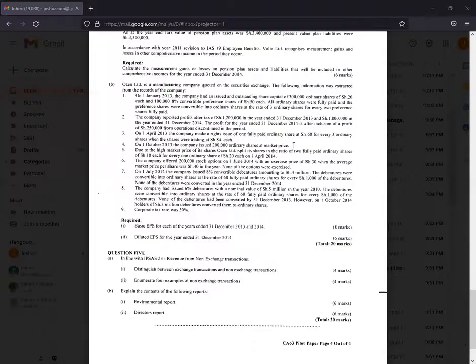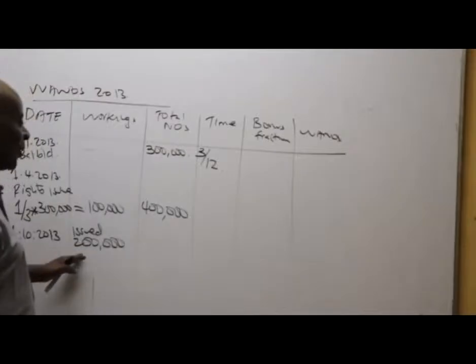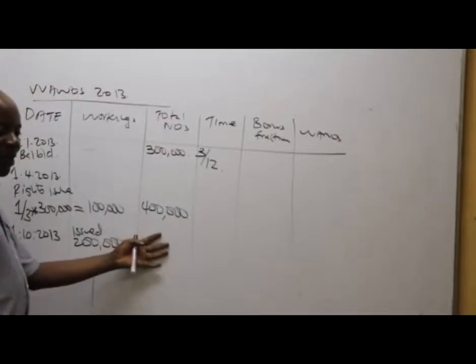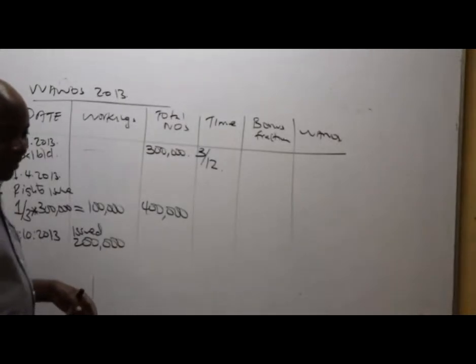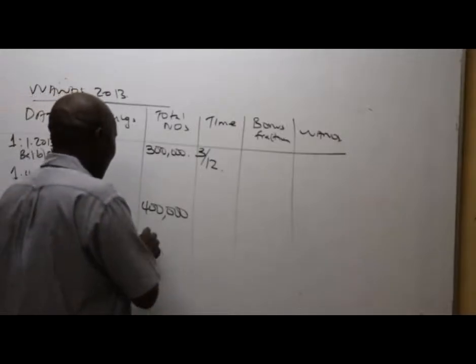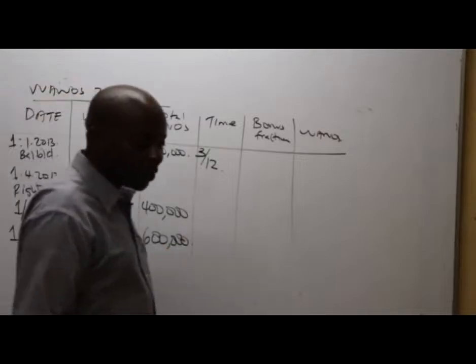What happened here? We issued 200,000 ordinary shares. This is a full market price. It is normal, no problem. So we issue 200,000, you simply recognize them. So how many shall we be having in total? 600,000. Thank you very much. Apart from this transaction, do you want any other transaction?